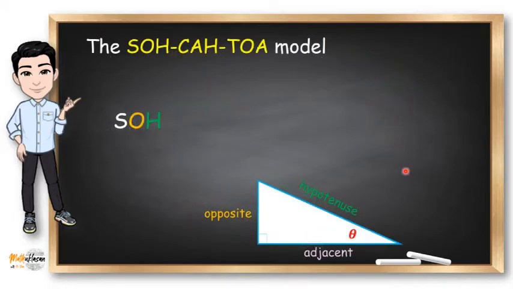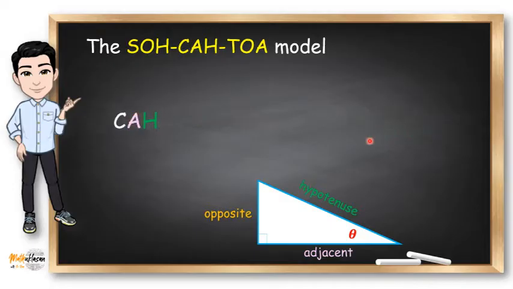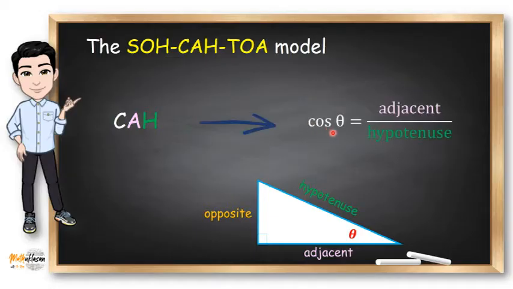For easier recall of the 6 trigo functions, we can use the SOH-CAH-TOA model. SOH-CAH-TOA means sine is equal to opposite over hypotenuse. So, yung first letter yung nire-refer natin dito para sa SOH. And when you want to remember cosine, you just remember CAH. Because CAH means cosine theta is equal to adjacent over hypotenuse.